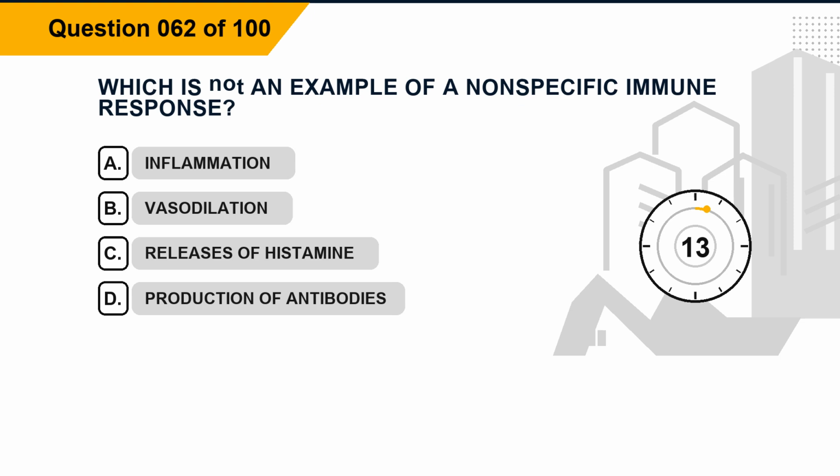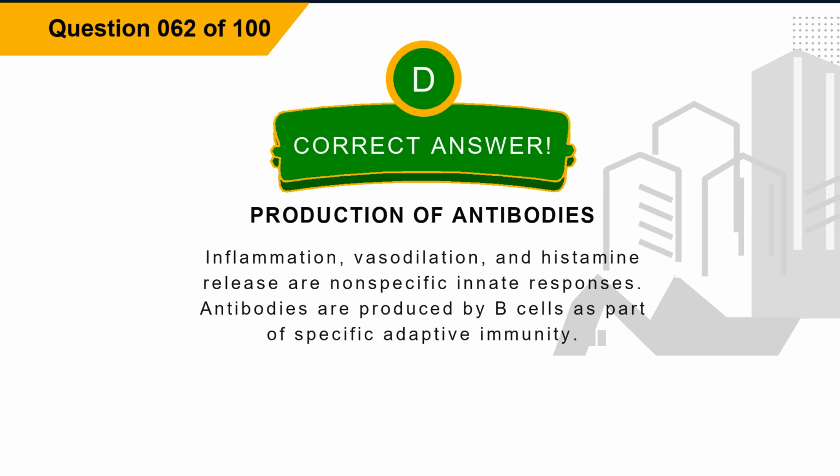Question 62. Which is not an example of a nonspecific immune response? Option A, inflammation. Option B, vasodilation. Option C, releases of histamine. Option D, production of antibodies. The correct answer is option D, production of antibodies. Explanation: inflammation, vasodilation, and histamine release are nonspecific innate responses. Antibodies are produced by B cells as part of specific adaptive immunity.